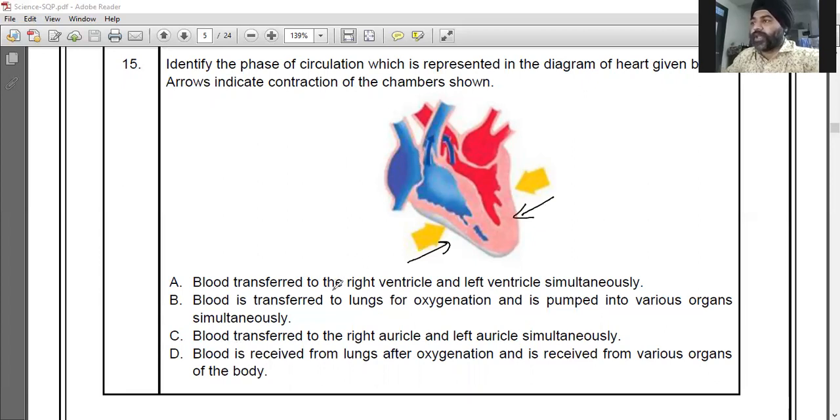So just study all the options. The first option is blood transfer to the right ventricle and left ventricle simultaneously. It's incorrect because it is contracting. Blood is transferred to the lungs for oxygenation and is pumped into various organs simultaneously. So this option is correct. As I told you, blood is going into the body parts from the left ventricle, and from the right ventricle it is going towards the lungs. So B option is correct.